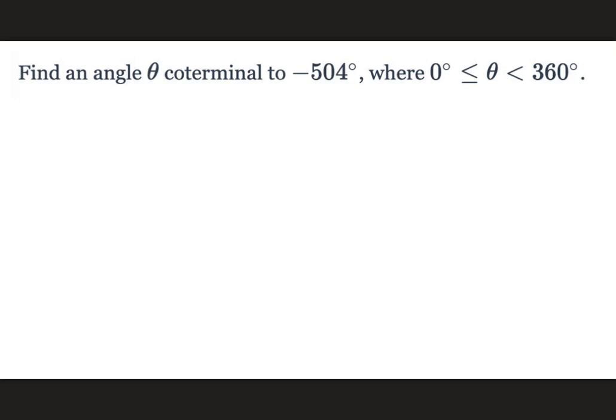All right, so looking at this problem, we're looking for a coterminal angle, and we're trying to decide on a coterminal angle that is between 0 and 360, although we're starting at negative 504. We said that coterminal angles could be found in degrees if we add or subtract 360 degrees to our original angle. So let's do that.